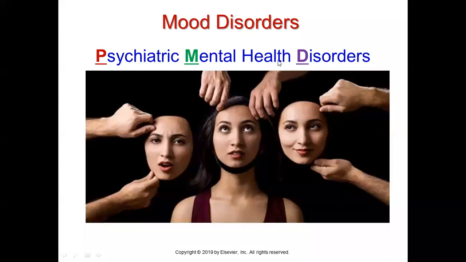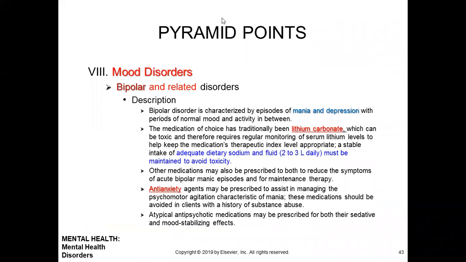So here we are going to focus on bipolar disorder. Bipolar disorder is a type of mood disorder, a mood disorder with recurrent episodes of mania and depression. So it is called bipolar. Bipolar disorder is characterized by episodes of mania and episodes of depression with periods of normal mood and activities in between.